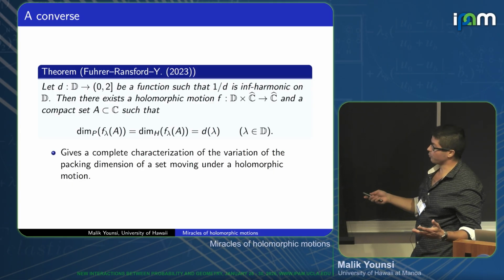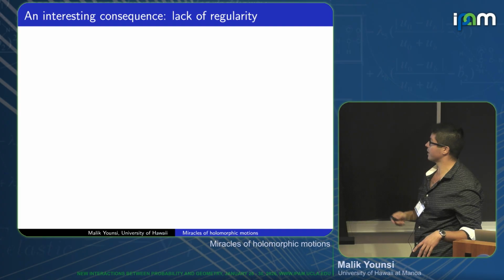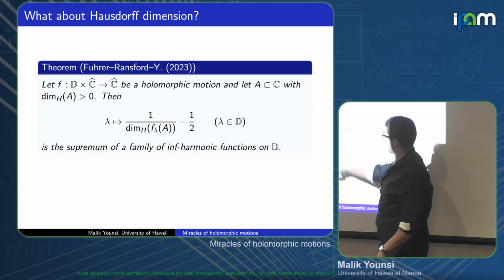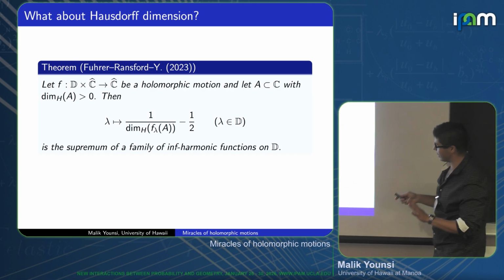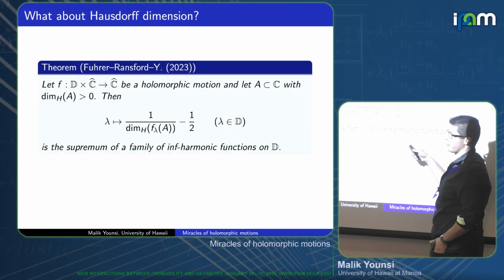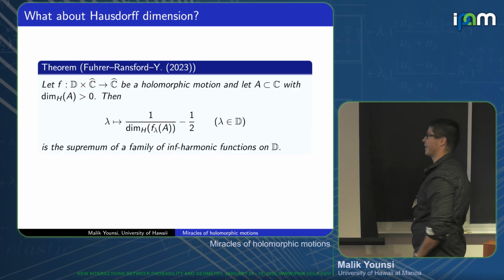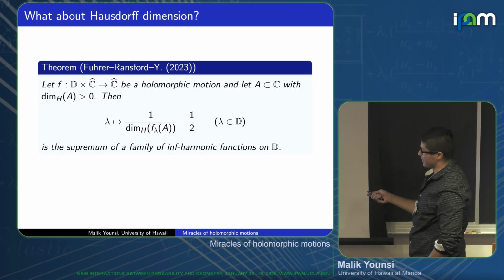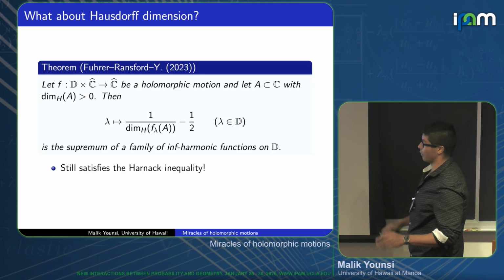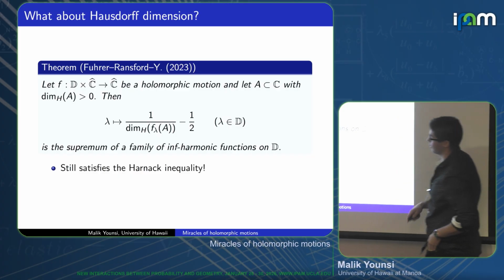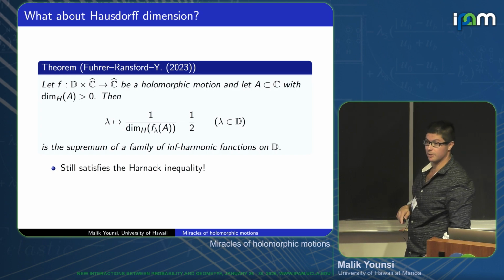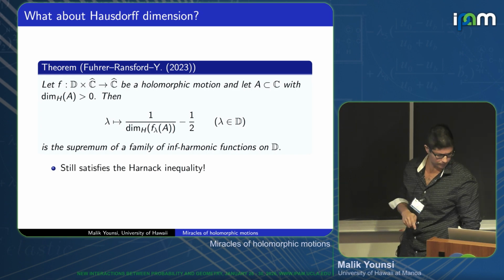But unfortunately for Hausdorff dimension, we were not able to get a similar result, so the best that we have for Hausdorff dimension is the following. If you look at the function, 1 over the Hausdorff dimension minus 1/2, we don't know if it is inf harmonic, but our method gives us that it is the supremum of a family of inf harmonic functions, like a sup inf harmonic function if you want, which is not necessarily the same thing as just inf harmonic, is not as good, but it's enough to get Harnack inequality though. These functions, they still satisfy Harnack inequality, so you can still recover the bounds of Astala for distortion of Hausdorff dimension under quasiconformal mappings. Okay?